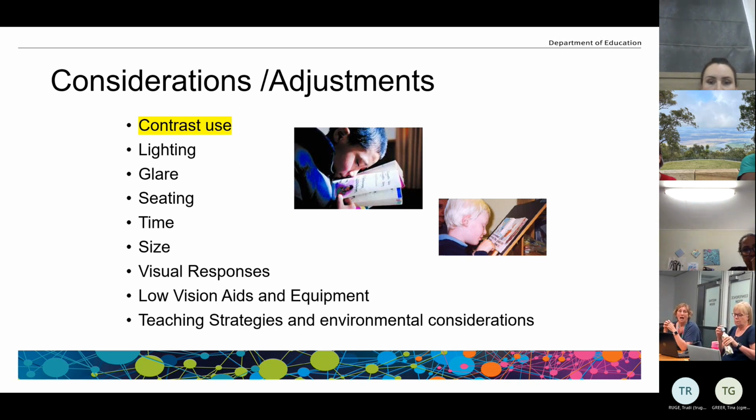So there, your glare, where they're seated in the classroom or seated for certain activities, the amount of time you have allowing them to move from one place to another, the time that you have allowing them to engage with the activities, the size of what they're doing. So if you're doing threading, you may not look at small things, you might look at large things for them for threading. Their visual responses, how do they respond in certain situations? Then looking at using low vision aids and equipment, and then the teaching strategies and environmental considerations, which is covered with some of those.